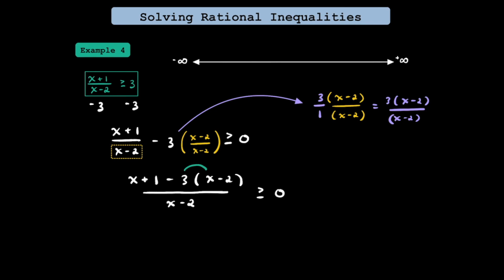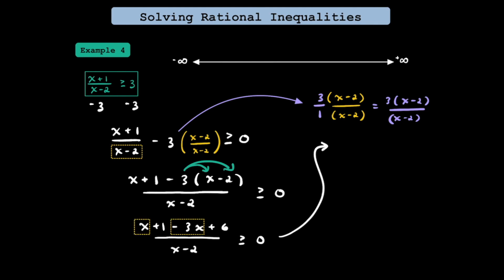Now let's simplify this numerator by distributing this 3. Here we're going to get x plus 1 minus 3x plus 6 all over x minus 2. Combining like terms here, we have x minus 3x, which is going to be negative 2x, and we have 1 plus 6 is going to be 7. Negative 2x plus 7 is going to be on top of x minus 2, and this is still greater than or equal to 0. Finally, we have one simplified fraction.